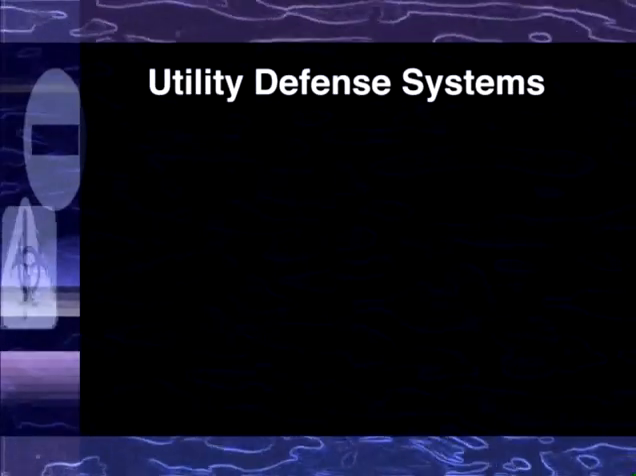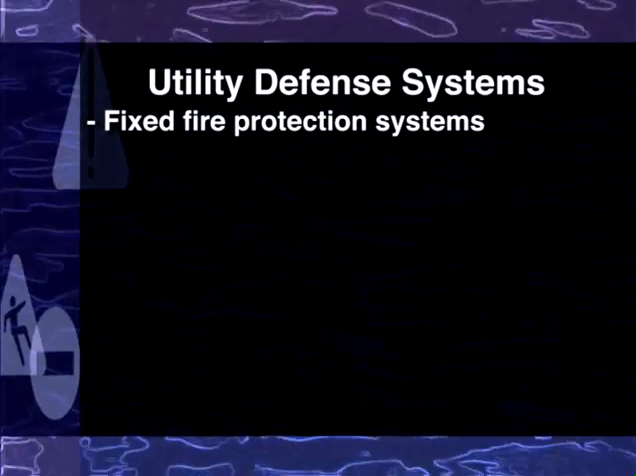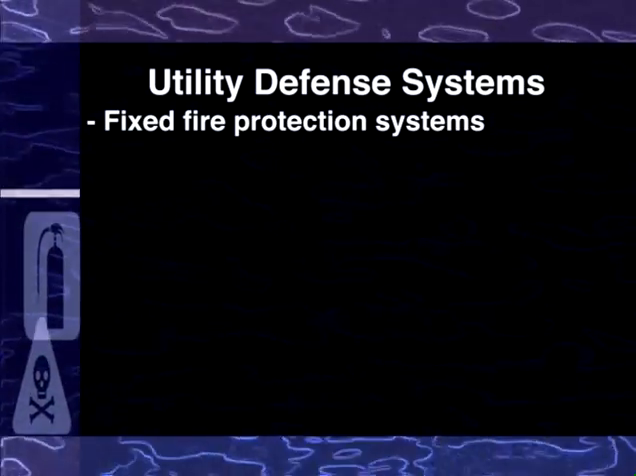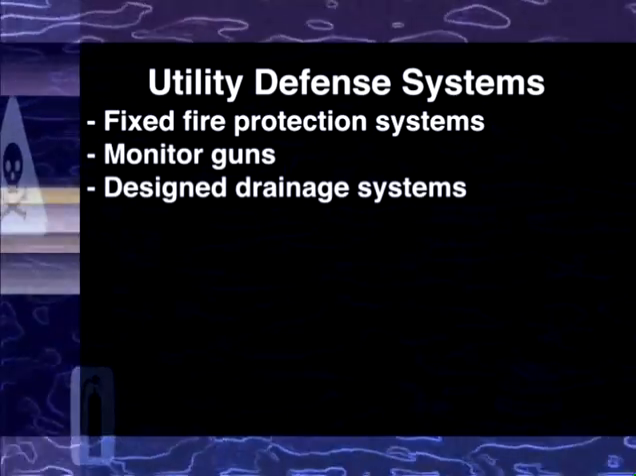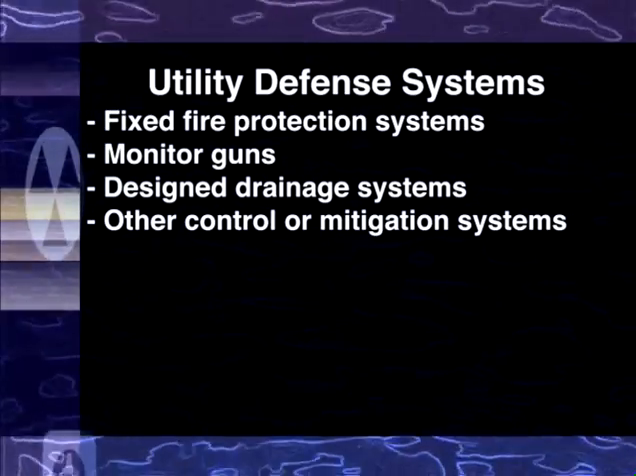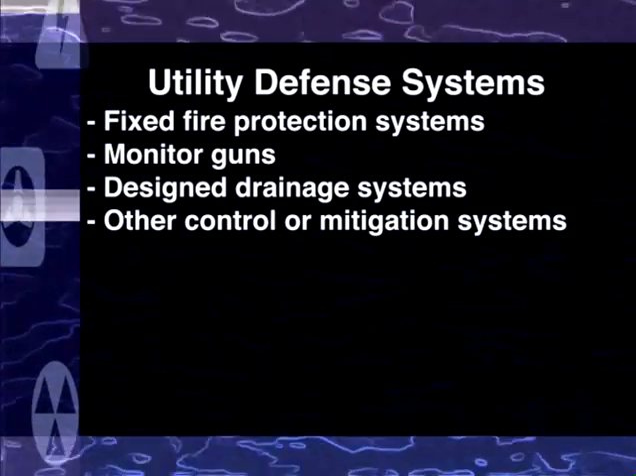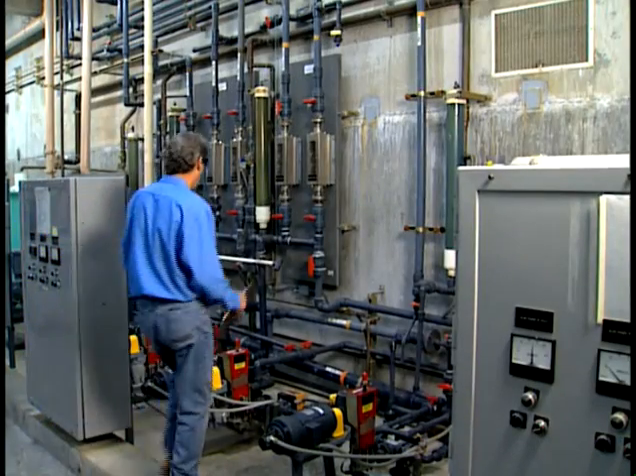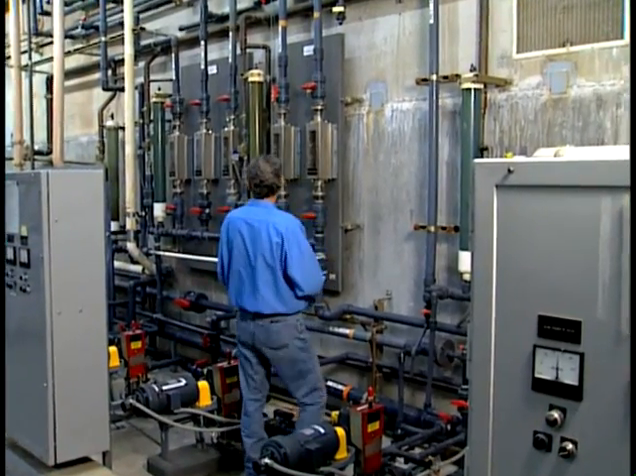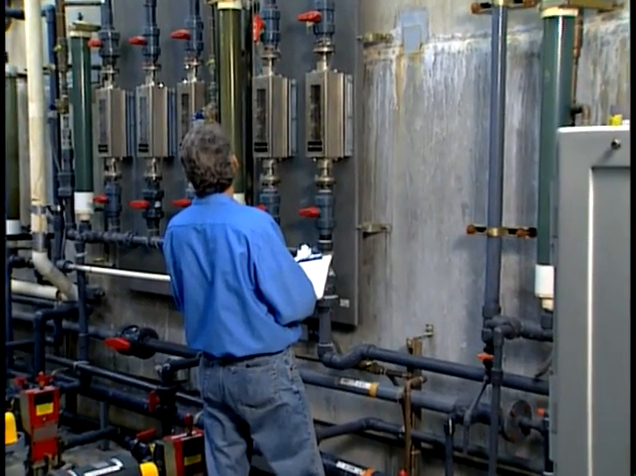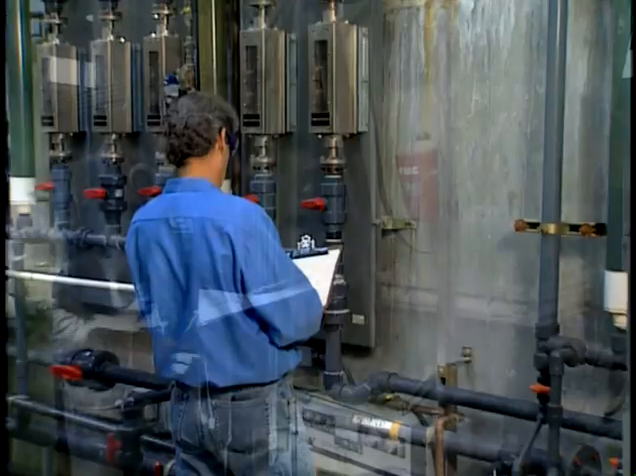Other lines of defense would include fixed fire protection systems like sprinklers, water spray, or deluge systems, monitor guns, design drainage systems, and other systems which would control or mitigate hazardous chemicals once an unwanted release occurs. Inspection and testing must be performed on process equipment using procedures that follow recognized and generally accepted good engineering practices.